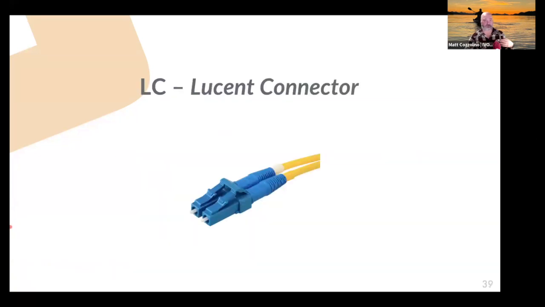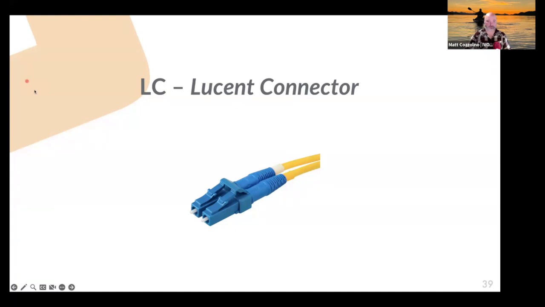Which brings us to a little bit of history lesson here. We've got LC connectors. This is what we'll see most of the time when we're talking about fiber, is an LC connector like this. Oftentimes the yellow cabling means single mode, and the different colors, orange, aqua, teal, will mean multi-mode fiber. And we'll talk about that fiber here in just a sec.